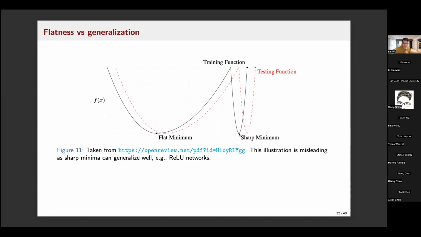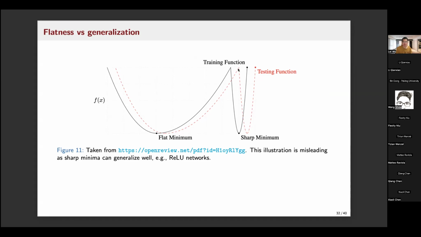However, sharp minima are non-robust to a small deviation. Because of this sharpness, they are non-robust to the deviation between the training and testing landscape. The loss in the testing landscape at this point, as illustrated, is very large. So this is a very intuitive illustration of why flatter minima generalize.